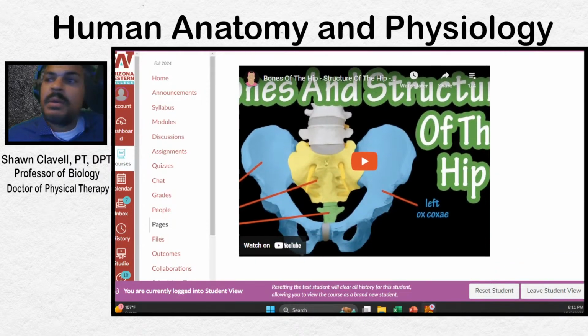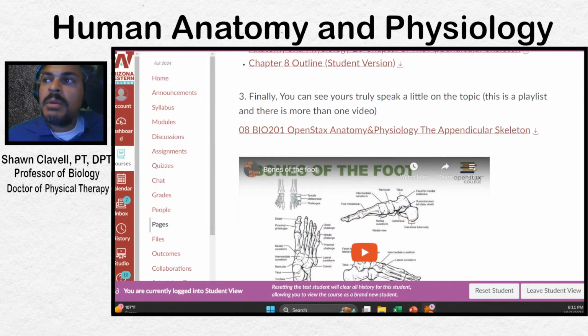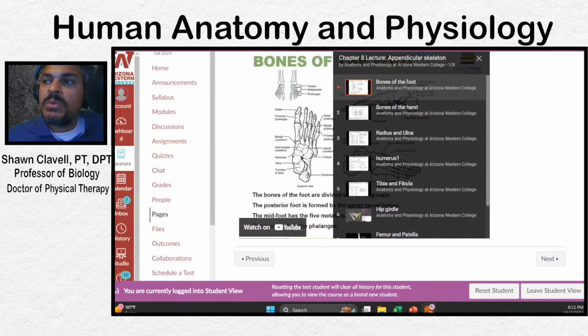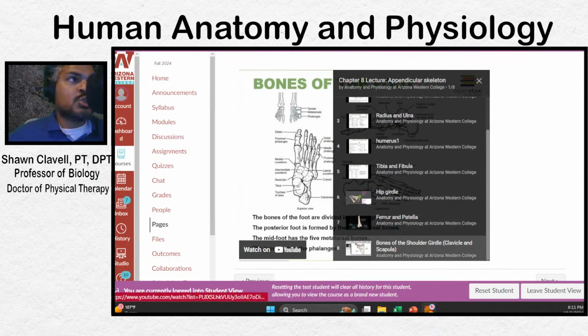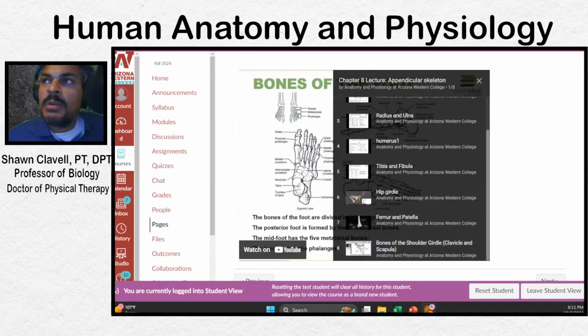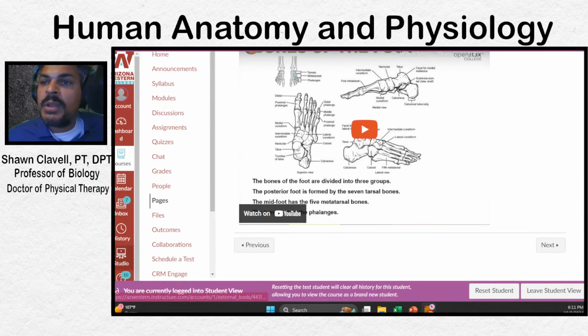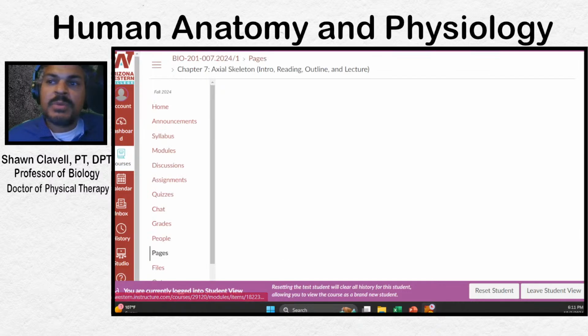And then the appendicular skeleton, so we'll go over this as well, starting from either the shoulder or the hip all the way out to the fingers and feet. So the next big ones are going to be related to all the different parts of these bones.